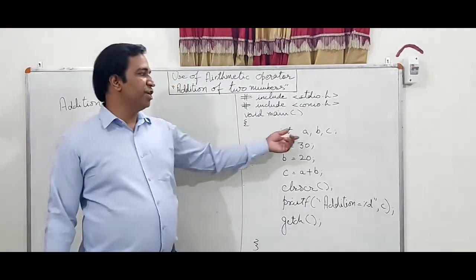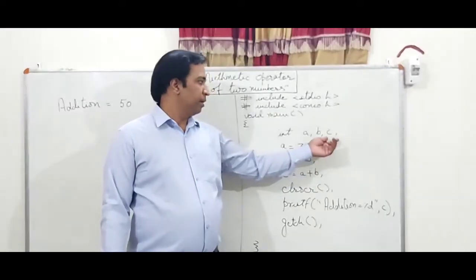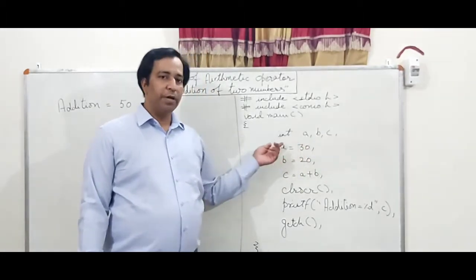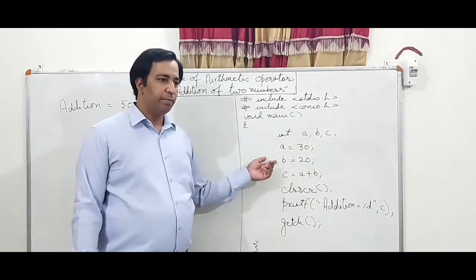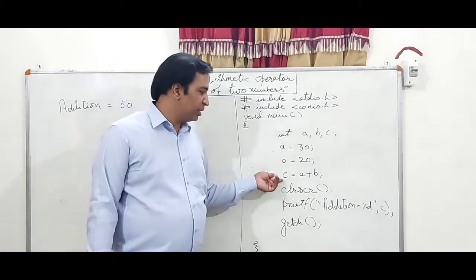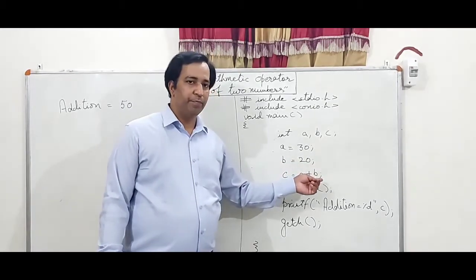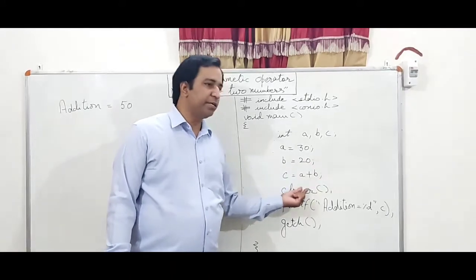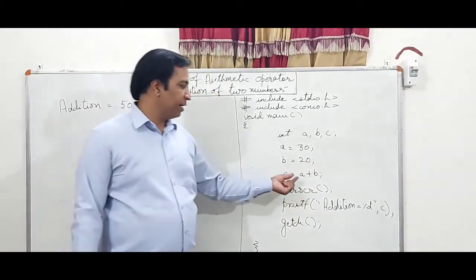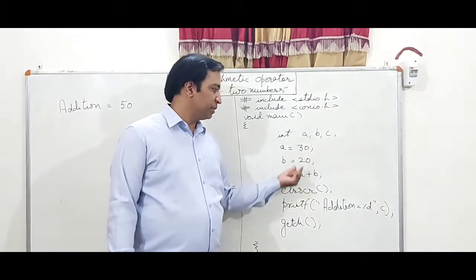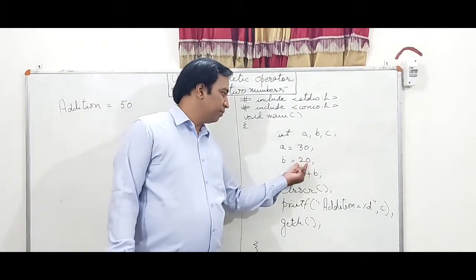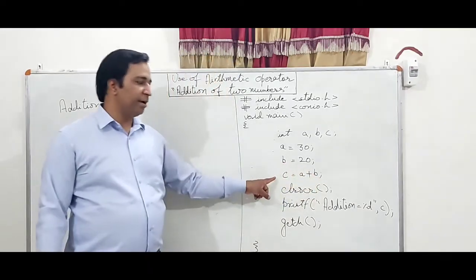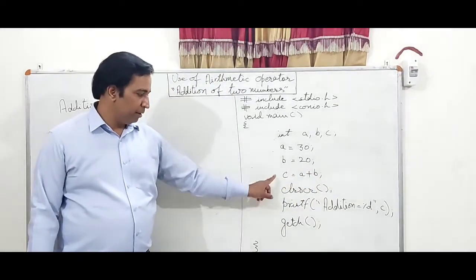Here I have taken 3 integer variables, and I have assigned 30 to A, 20 to B, and we have done C is equal to A plus B, right? As this is an assignment operator, the right hand side will be executed first. On the right hand side we have A, which is 30, plus B, which is 20. So 30 plus 20, 50 will be assigned to C, right?